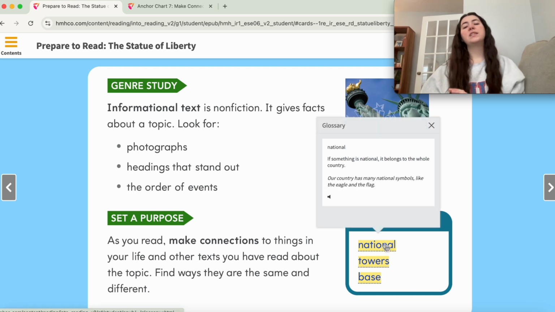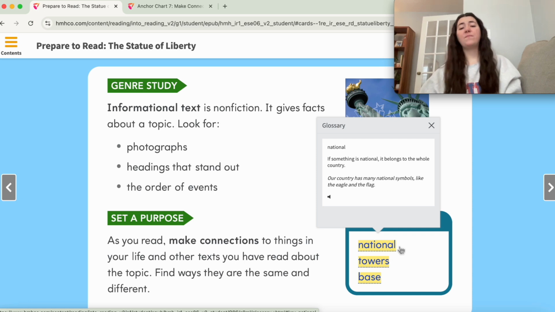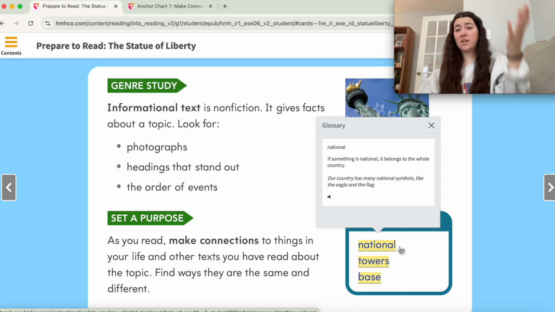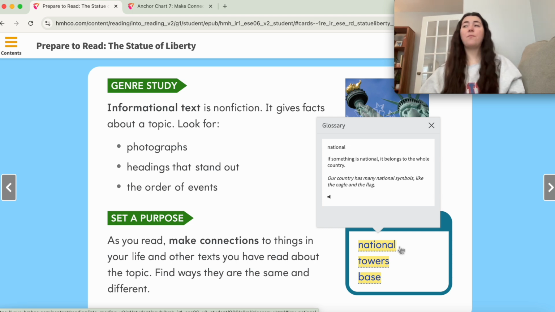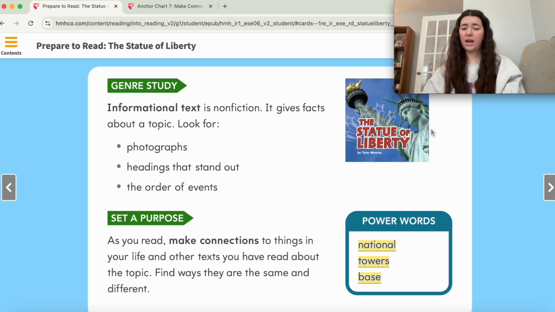Our power words, I'm going to need you to repeat these after me. Can you say the word national? Very good. If something is national, it belongs to the whole country. So our entire country is America, the United States of America. And if something belongs to the entire nation, the all of America, it is national. So we've talked about our national symbols like the eagle and the flag or the Lincoln Monument. Those are all national symbols. They belong to all of America.